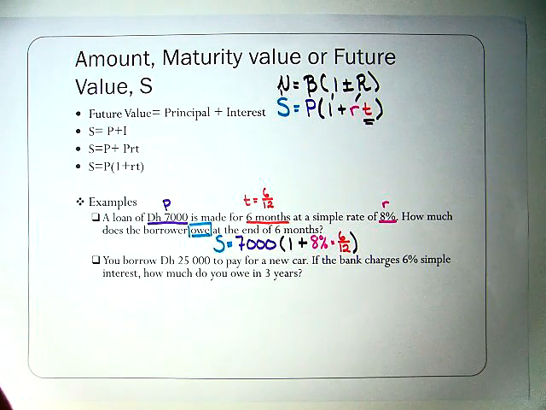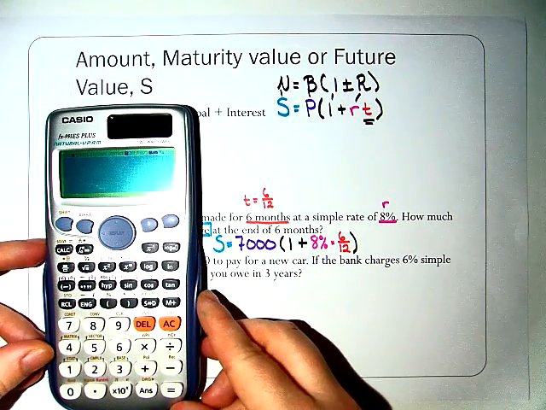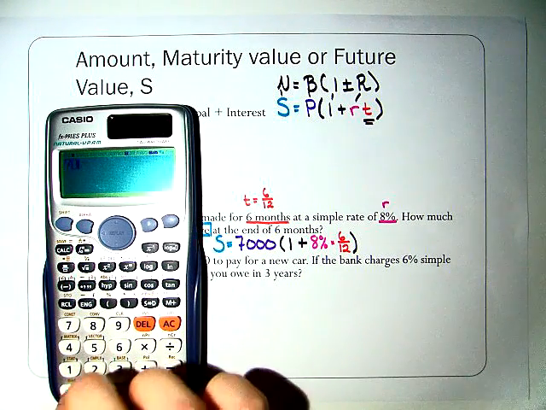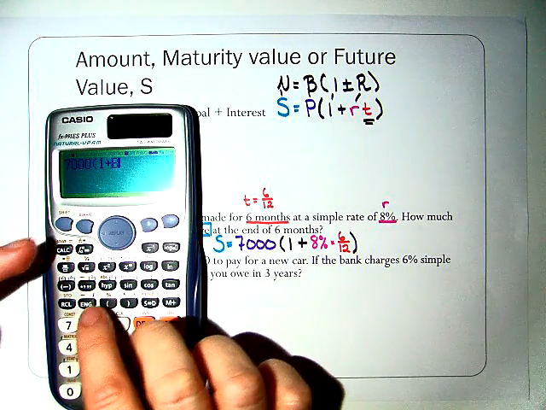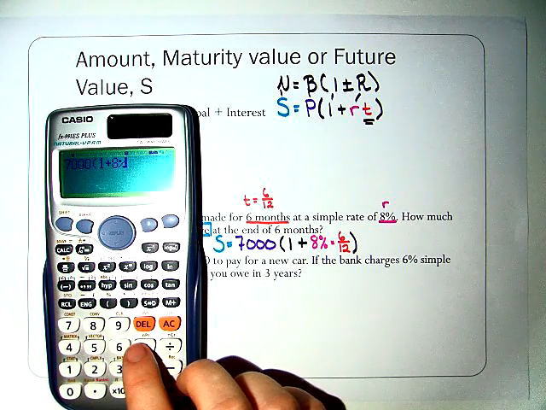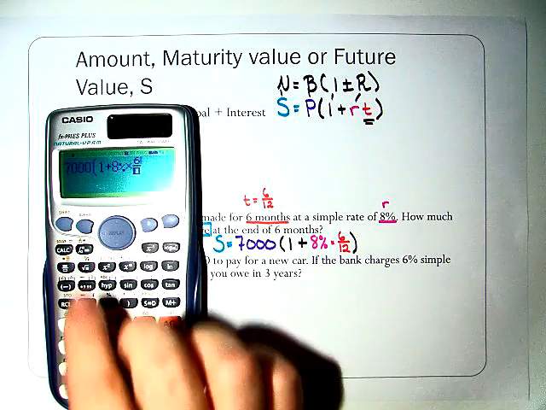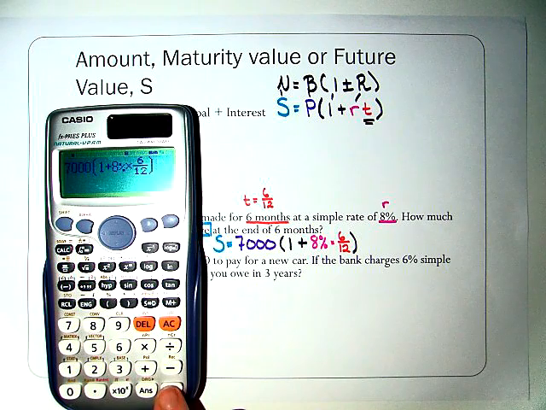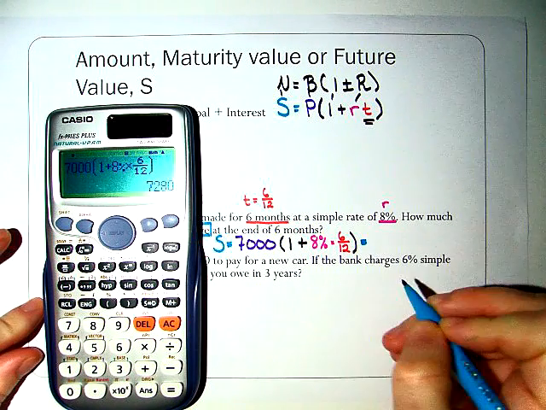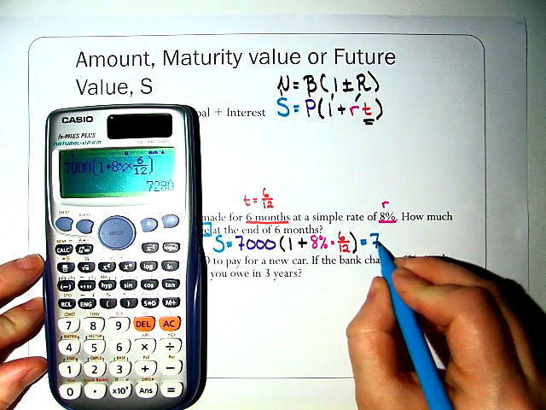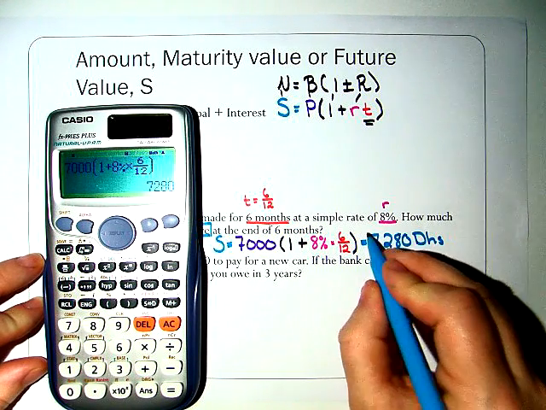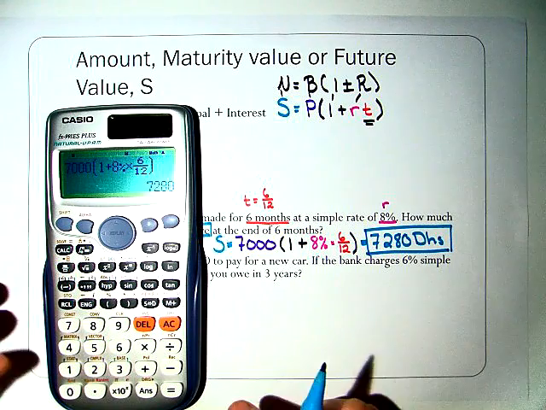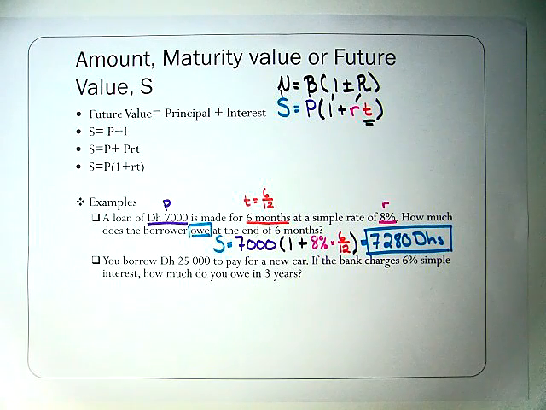Now we're actually going to put this in the calculator exactly as we see it. So we'll get our calculator set up. 7,000. Open your parentheses. 1 plus 8, don't forget the percent sign, times, and then we're going to set up as a fraction, 6 over 12. When we hit equals, we get that at the end of 6 months, he owes 7,280 dirhams. Okay, so let's try another problem just to make sure that we understand fully what's expected of us.